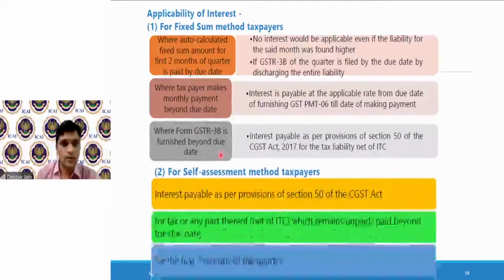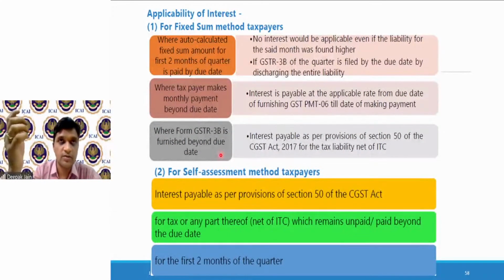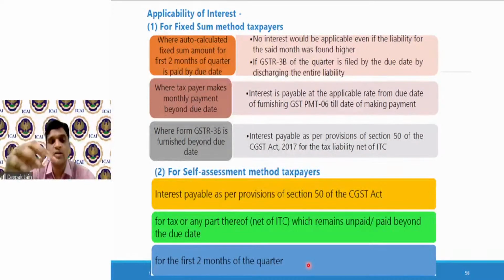Simple. For self-assessment taxpayers, the interest is a little scary, because if it is system computed, interest nahi lagega. But if you are calculating it, then interest will be applicable under section 50 for tax or any part of payment which remains unpaid or paid beyond the due date for the first 2 months of the quarter. Which means आपने कैलकुलेट किया है तो आपका कैलकुलेशन करेक्ट होना चाहिए, लेकिन आपका कैलकुलेशन अगर गलत है तो फिर आपको इंटरेस्ट लगेगा एज अ नॉर्मल इंटरेस्ट.